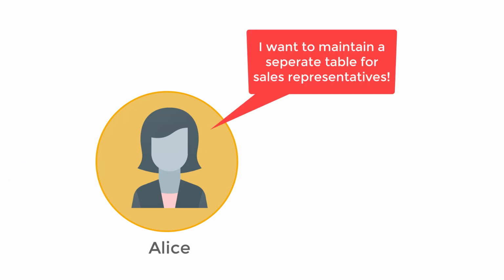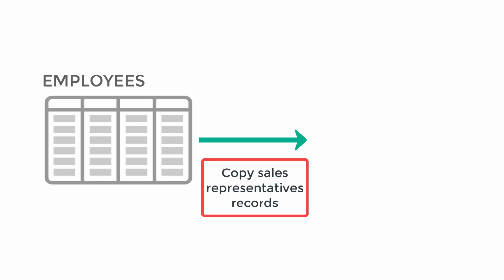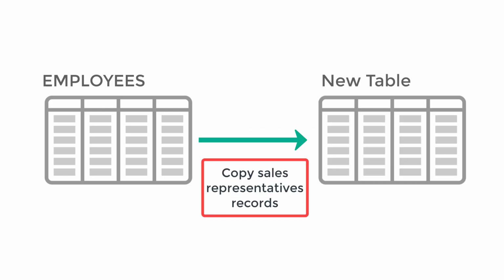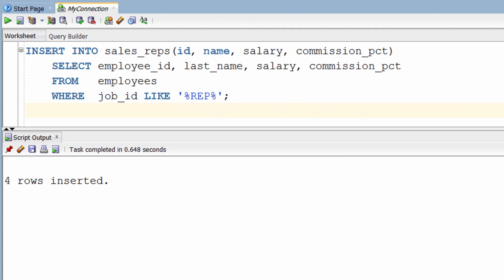Consider a scenario where Alice wants to maintain a separate table for sales representatives. As you are already aware, all employee records are maintained in the employees table. Hence, you can copy specific rows of sales representatives from the employees table to the new table. This is achieved by writing the insert statement with a subquery. Observe the SQL statement as shown.